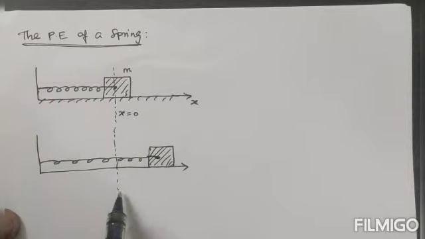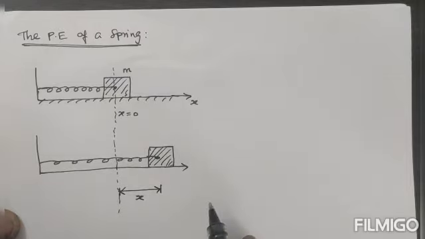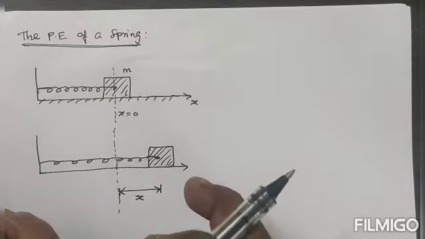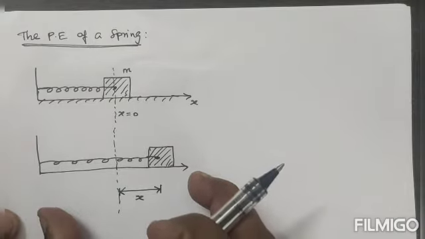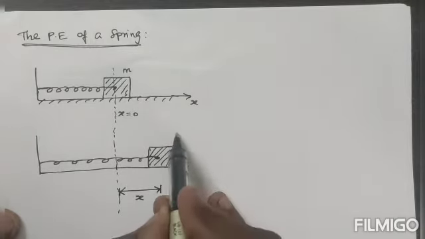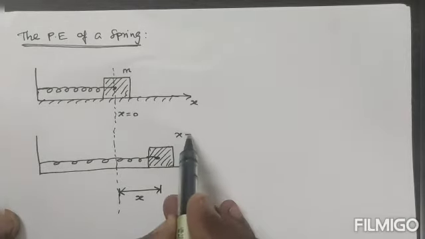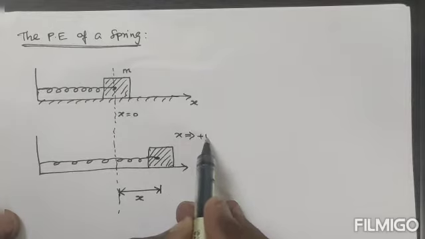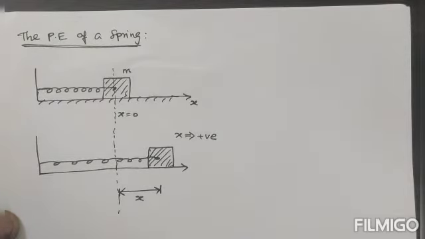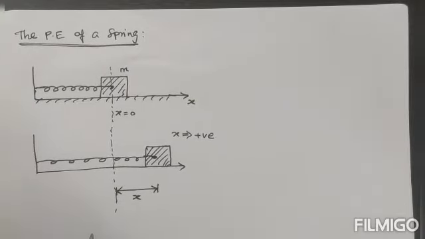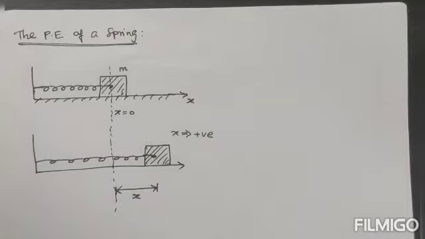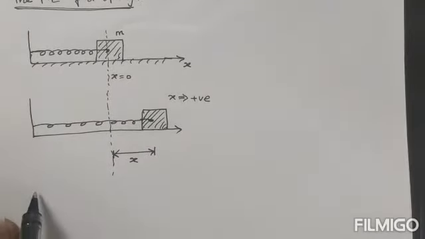Let's imagine now x is the displacement of the block. In this diagram we can say the displacement is in the positive direction along the x-axis. So x is treated as positive, the displacement is treated as positive.